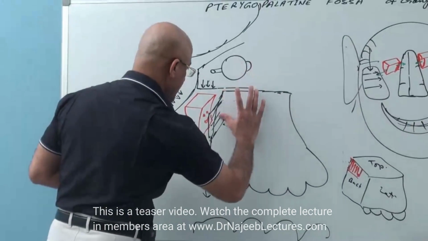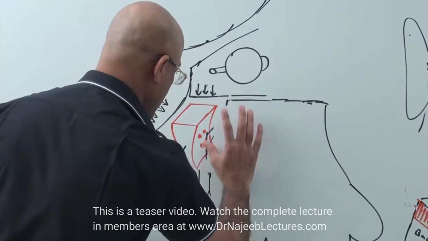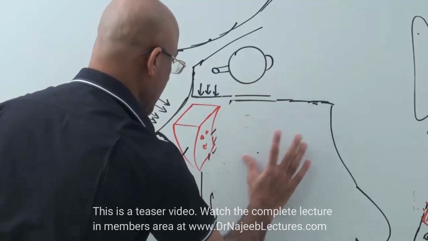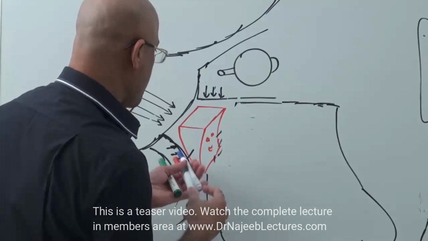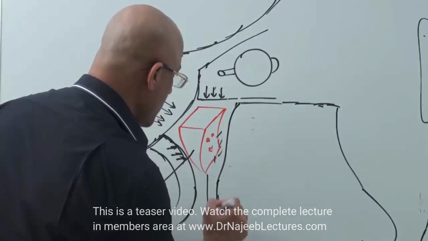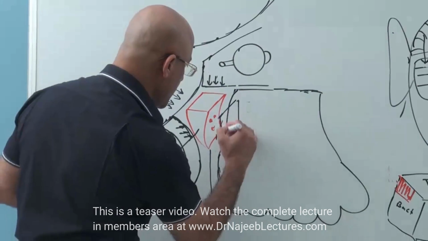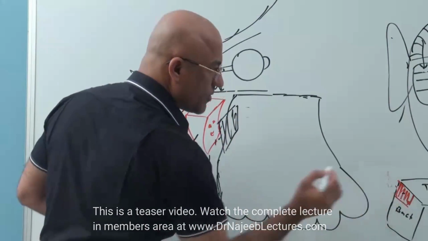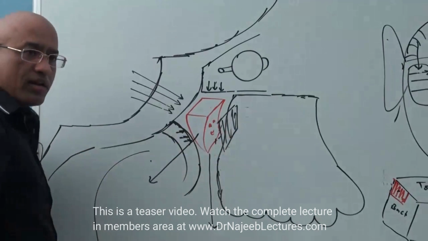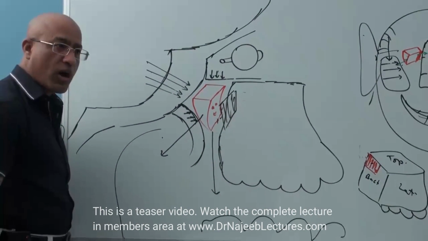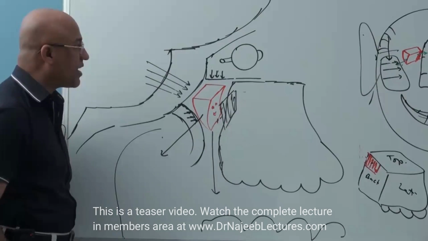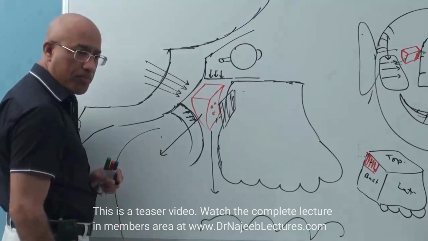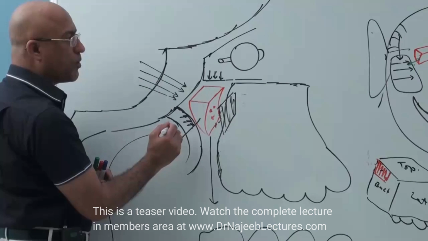So we can say that the anterior wall of the pterygopalatine fossa is made by which part of the maxilla? This. The superomedial part of the posterior wall of the maxilla or infratemporal wall of the maxilla. And this is the top, front. Now at the top, the upper boundary.